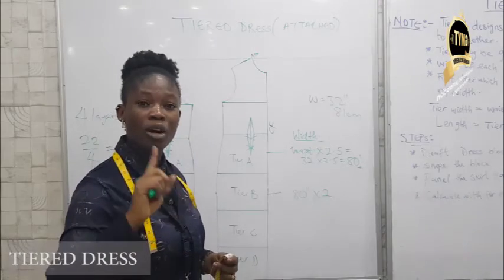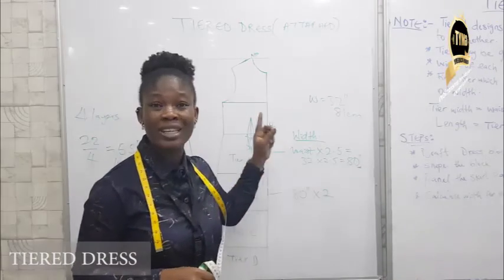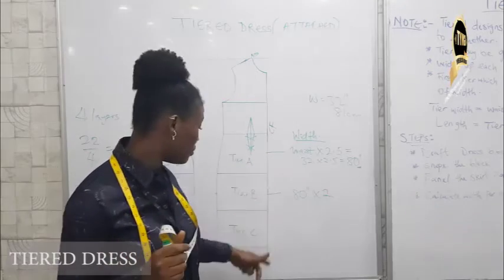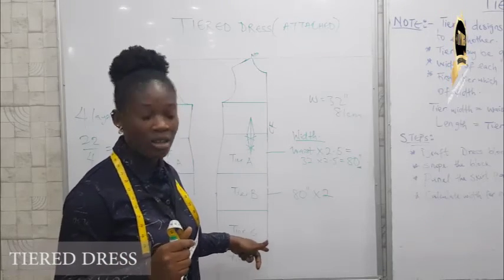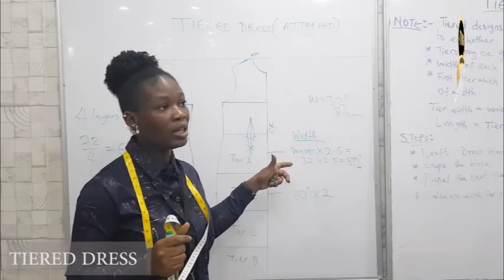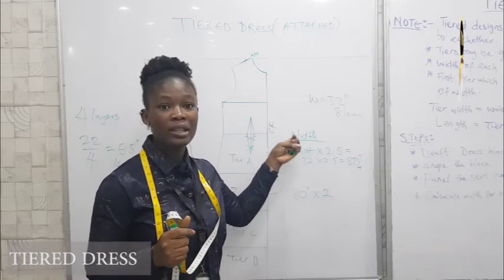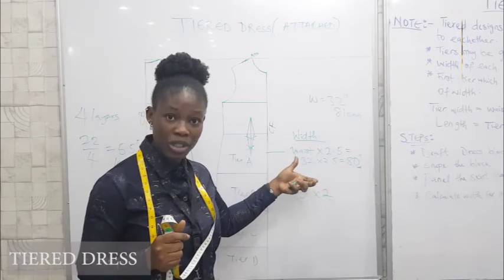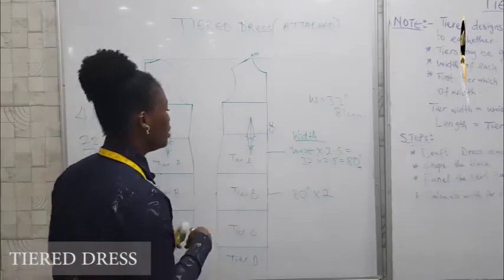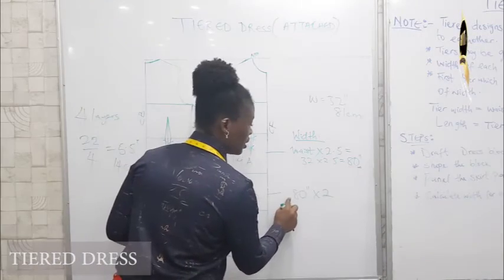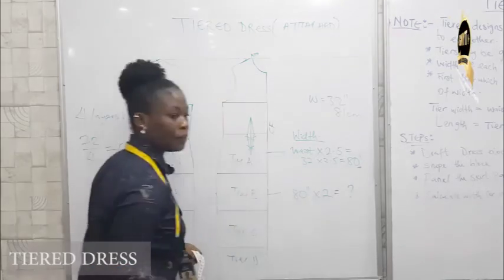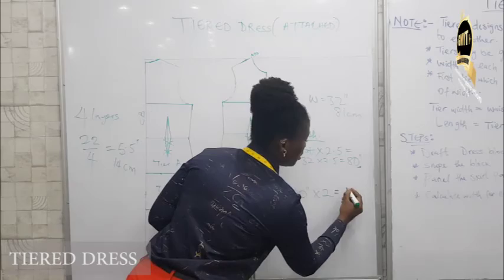And you remember, you can control your tiers with your first layer. It's the first layer that will determine the amount of bulkiness that you will have for the rest of the layers. So when you are multiplying the first layer, you can use either times 2, times 1.5, definitely times 3 will be too much. So 80 times 2 gives me 160.